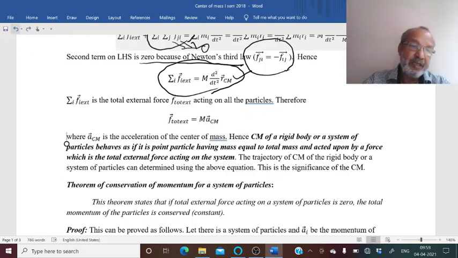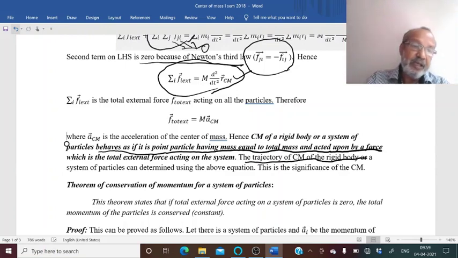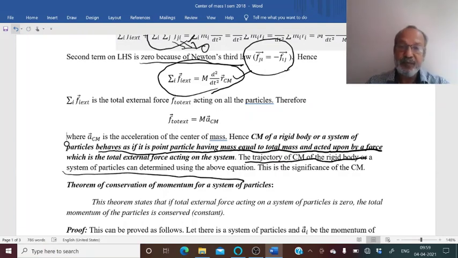So we may say that the center of mass behaves as if it is a point particle having mass equal to total mass of the system of particles and acted upon by a force which is the total external force acting on all the particles. So here the advantage is that we can determine the trajectory of center of mass using the above equation, and that is the significance of the center of mass. We are able to trace the path of the center of mass using this equation.